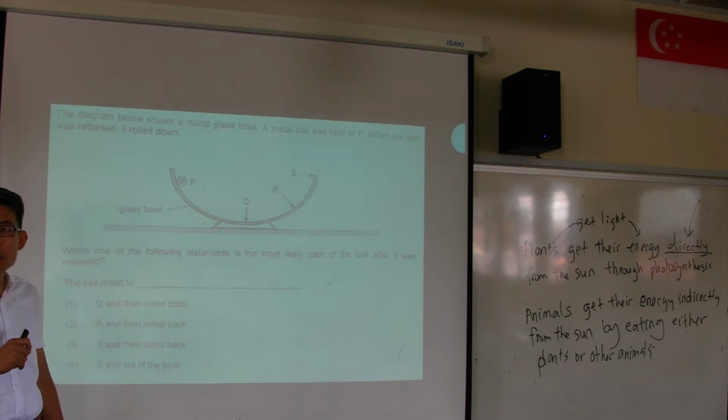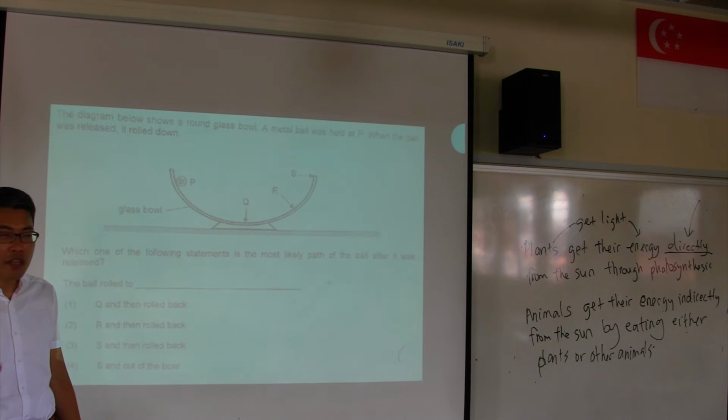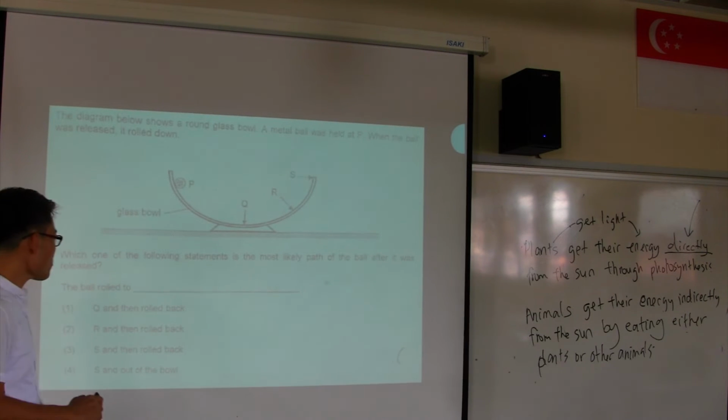You might not have played this before, but I'm sure you can imagine how a ball can roll down. Has anyone really played marbles before? It's not so common these days. When I was young, every child, boy or girl, played marbles, and we had games around it. But these days, I don't really see children playing marbles anymore.